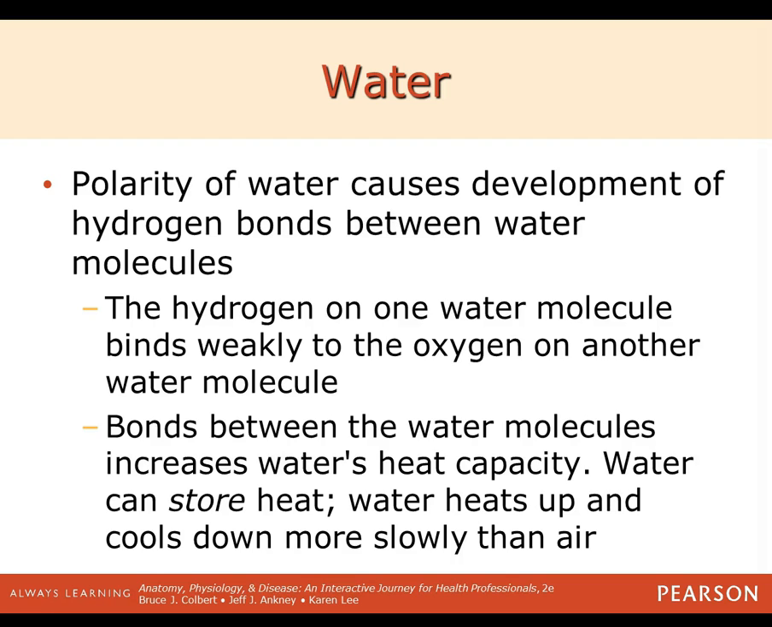Polarity of water causes development of hydrogen bonds between water molecules, and the hydrogen on one end of the water molecule weakly binds to the oxygen on another water molecule. The bond between water molecules increases water's heat capacity. So they're bound together very easily so they can pass on the heat. Water can actually store heat, and water heats up and cools down more slowly than air.